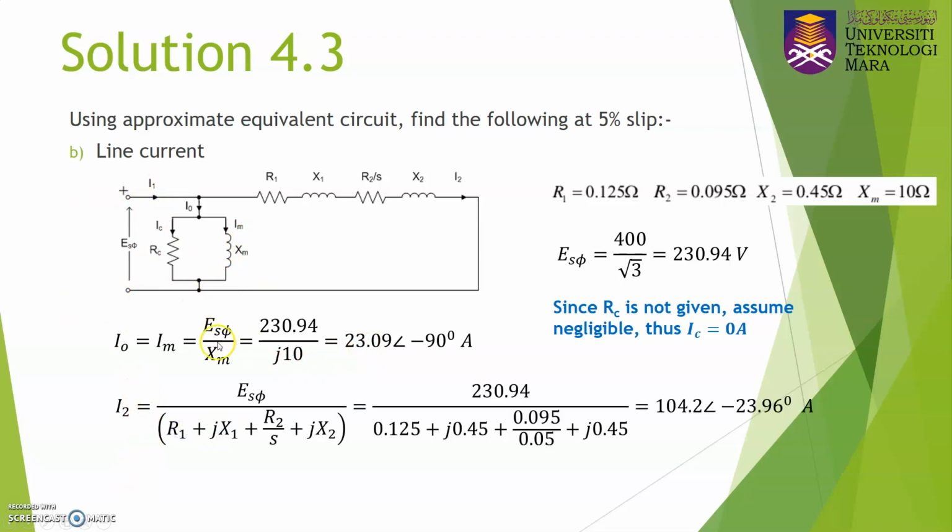After that, you need to find the value of I2. I2 is the voltage supply E1 phase divided by R1 plus jX1 plus R2 divided by S plus jX2. You just substitute all these values, and finally you get I2 equal to 104.2 angle of negative 23.96 ampere. Once you find I2, and I0 equal to IM, then you can find I1, which is your line current. I1 is equal to I2 plus I0, so you just add these two numbers. Finally, I1, the line current, is given by 115.52 angle of negative 34.48 degree ampere.